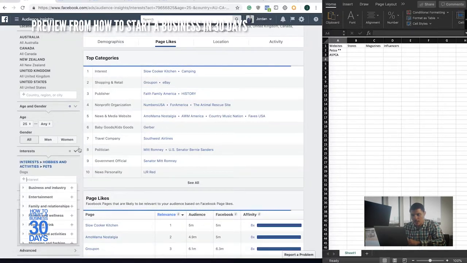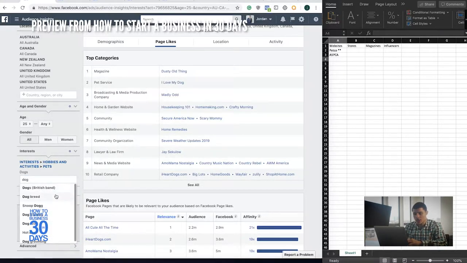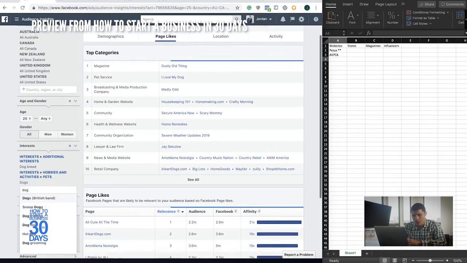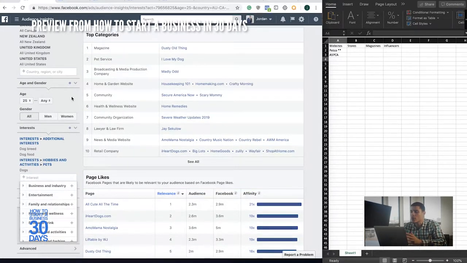So we don't have dog moms, but let's just put in dogs and let's see what type of page like categories we get. Dusty Old Thing, I Love My Dog, Pet Service, Home and Garden. See, and that's why, and you'll notice a lot of rookies, they'll just think, oh, they can go in here and type dog, big dog, probably big dog. No big dog breed, but dog breed. They can type dog food, and think, oh my goodness, I have a good target audience. I know what I'm doing.